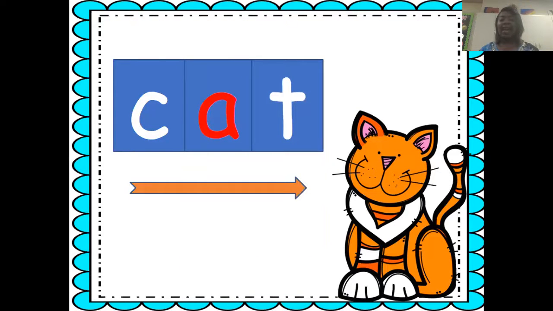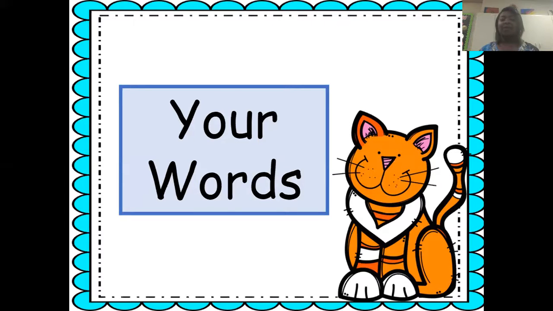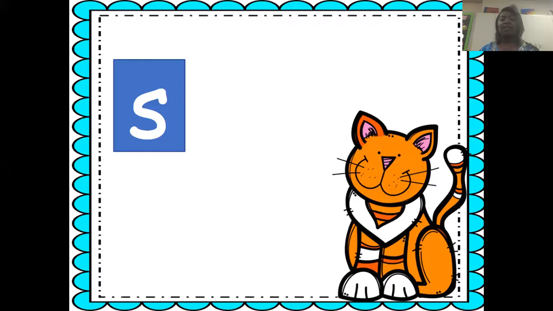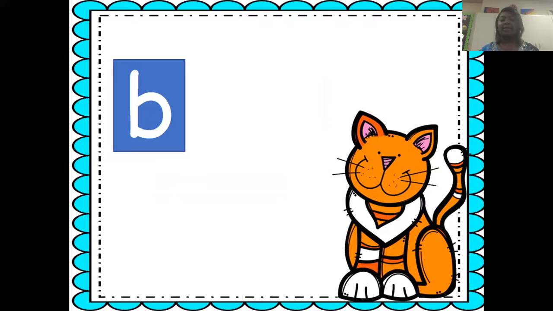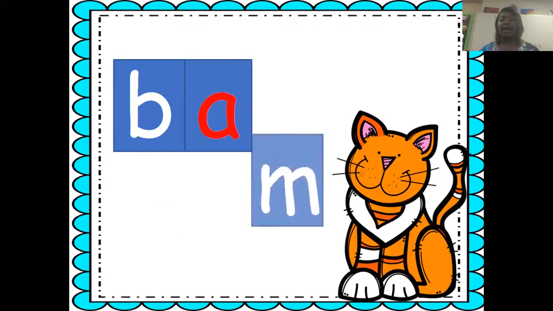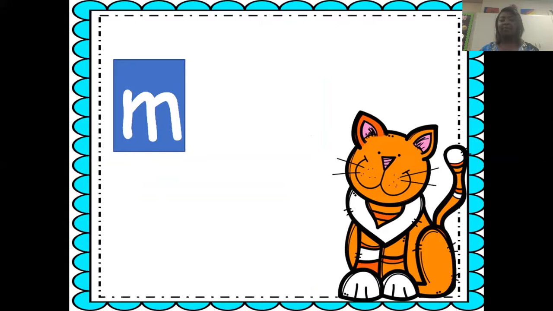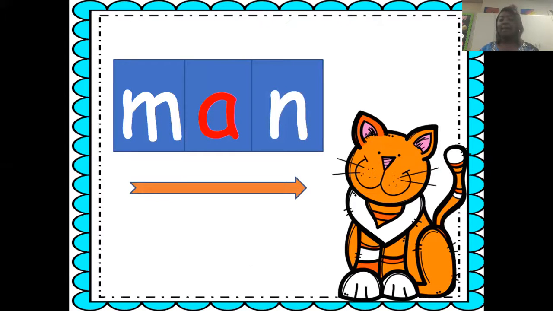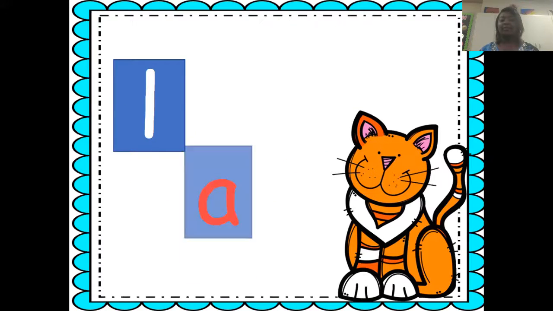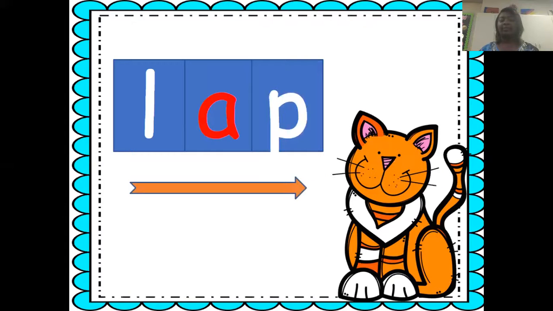at, cat. Your words. I'm going to display the letter on the screen. I want you to say that sound. At, sat, b, and, bam, man, and man, lap, app, lap. All right, let's look at our shared read.